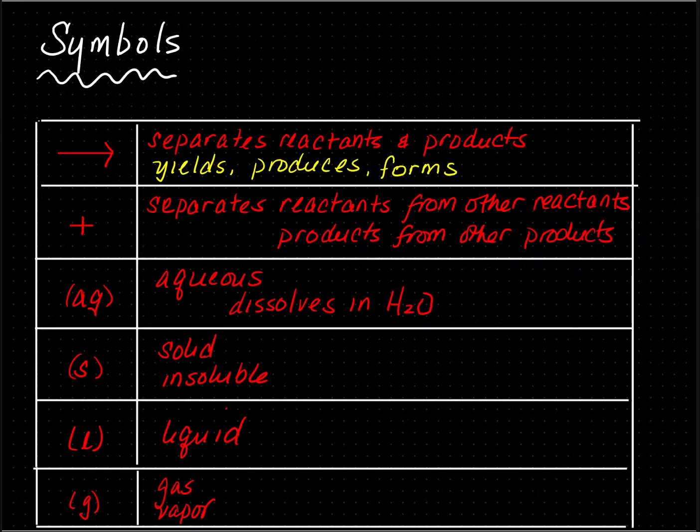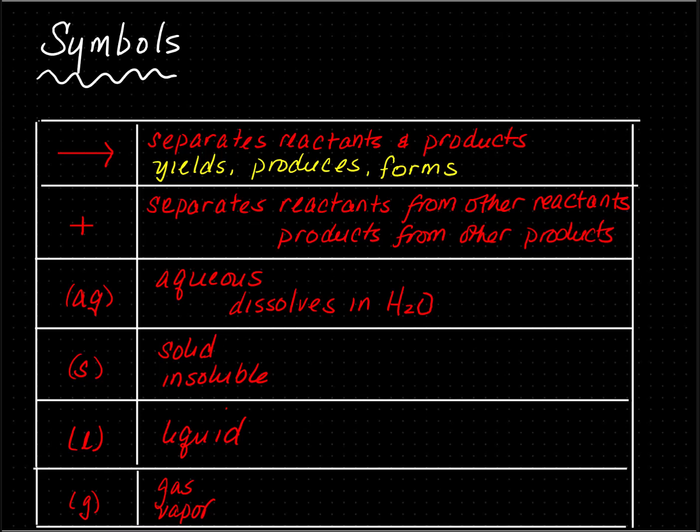To understand reactions and balance them, you need to understand some basic symbols. The arrow separates the reactants from the products. It tells you that something is yielded, produced, or formed in the reaction. When you see the plus, it separates the reactants from other reactants if there's more than one, and products from other products. AQ means aqueous, dissolves in water.